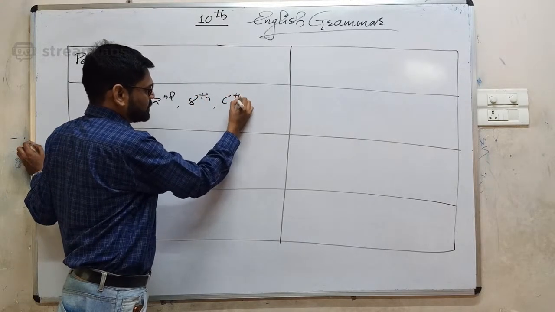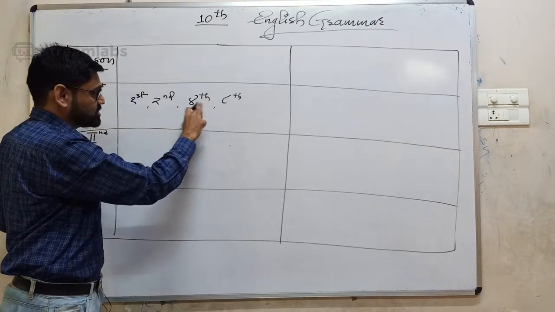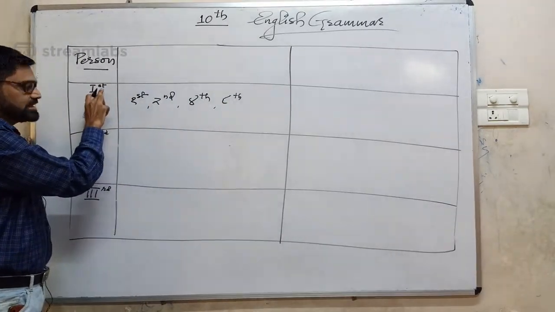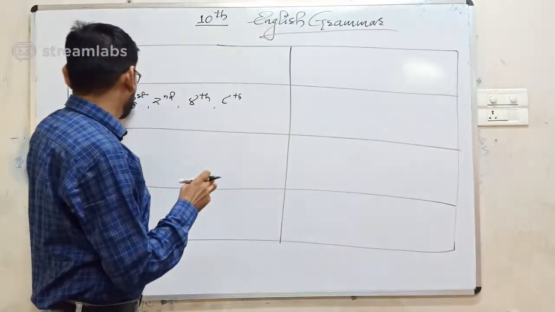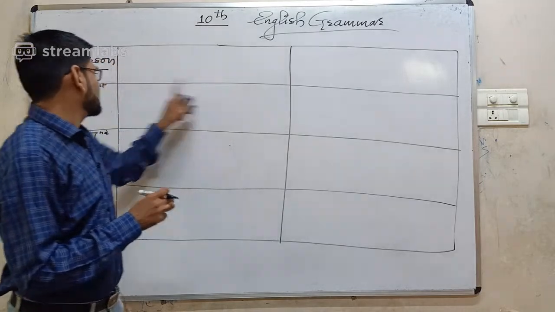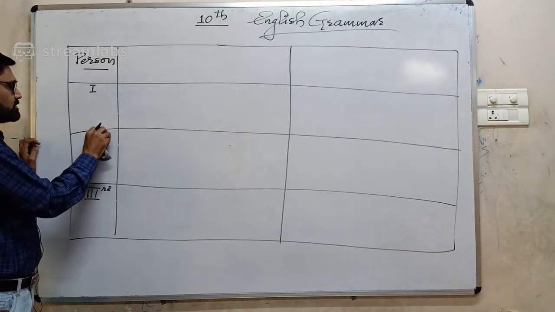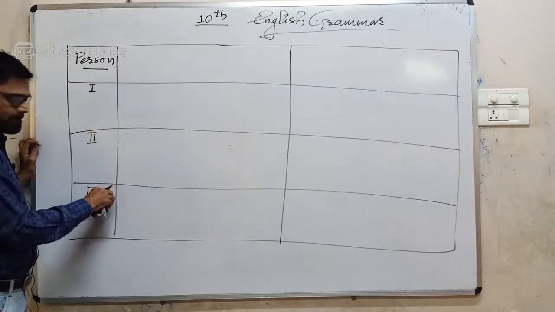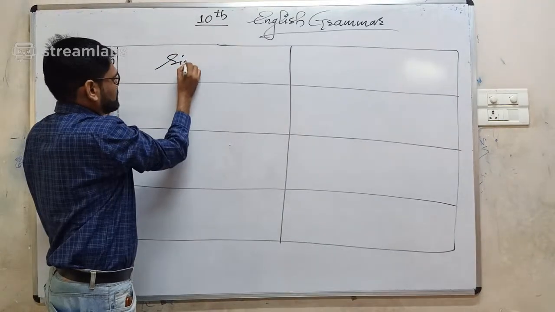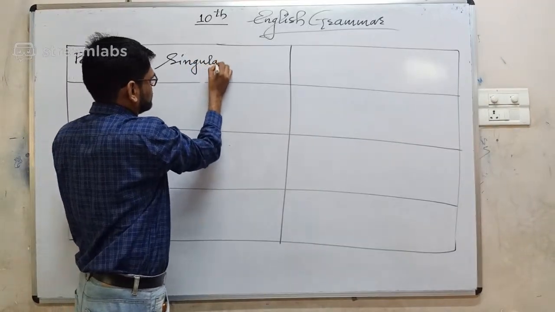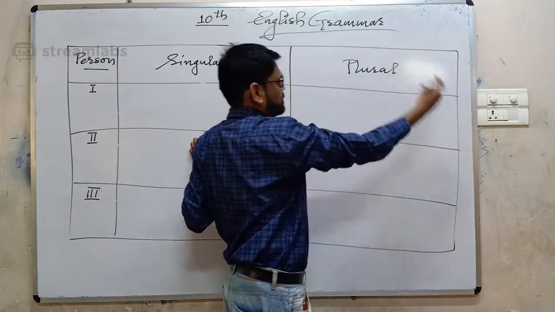fourth, eighth. You know, this is wrong. This is not right, because two different languages are there. In the same way, this too is wrong. So avoid this habit. Never write it like this. Now, this is singular, plural. Singular number, plural number.